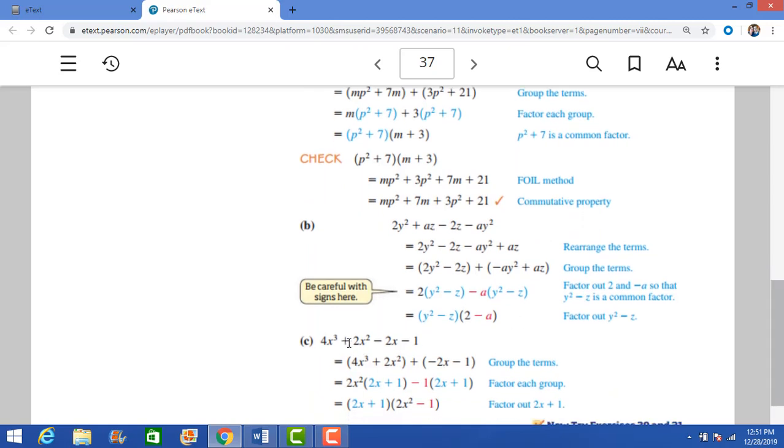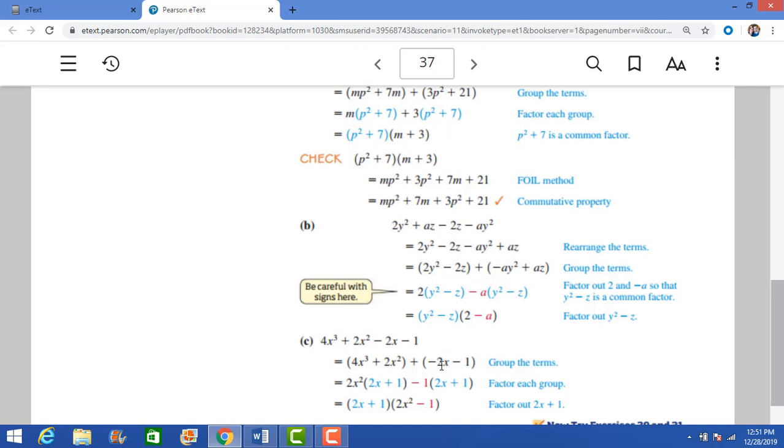Okay, and then finally with this one here, we've got 4x cubed and 2x squared. And then here, we've got 2x minus 1. So here we've got x's, so let's group these 2 together and group these 2 together. If we factor out the greatest common factor, which in this case is going to be 2x squared. So the largest number we can factor out is 2, and the largest variable we can factor out is x squared. So we can factor out a 2x squared, which leaves us with 2x plus 1.